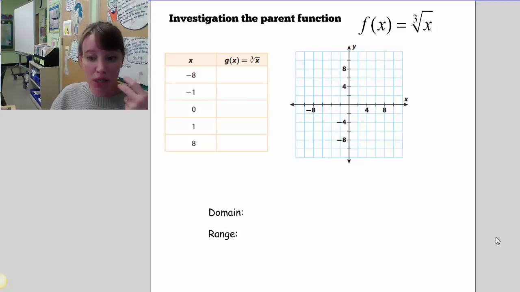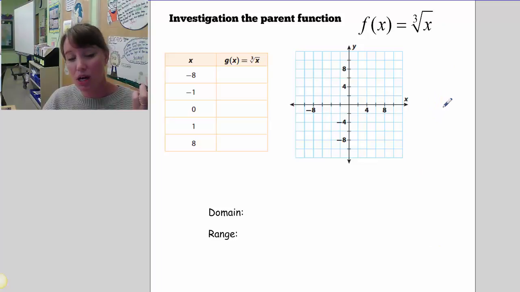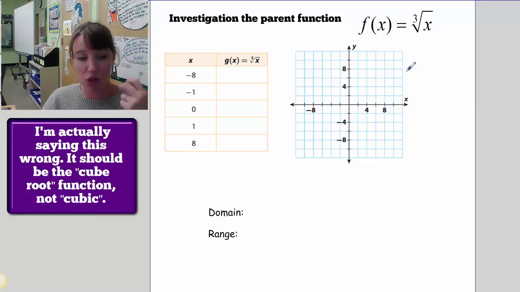Okay, now we're going to switch it up. Instead of talking about the cube function, we're going to talk about the inverse function, which is the cube root function. So here we're not cubing something, we're taking the cube root of it.